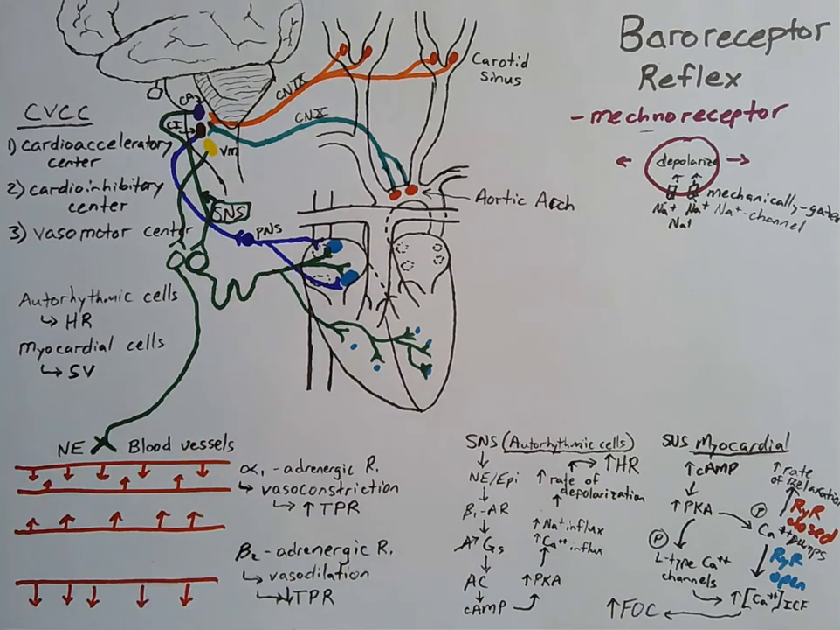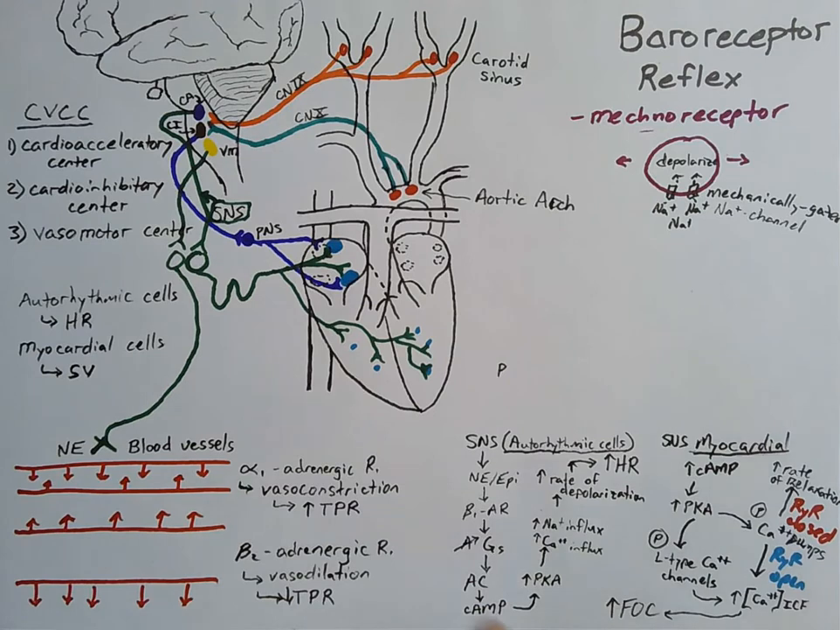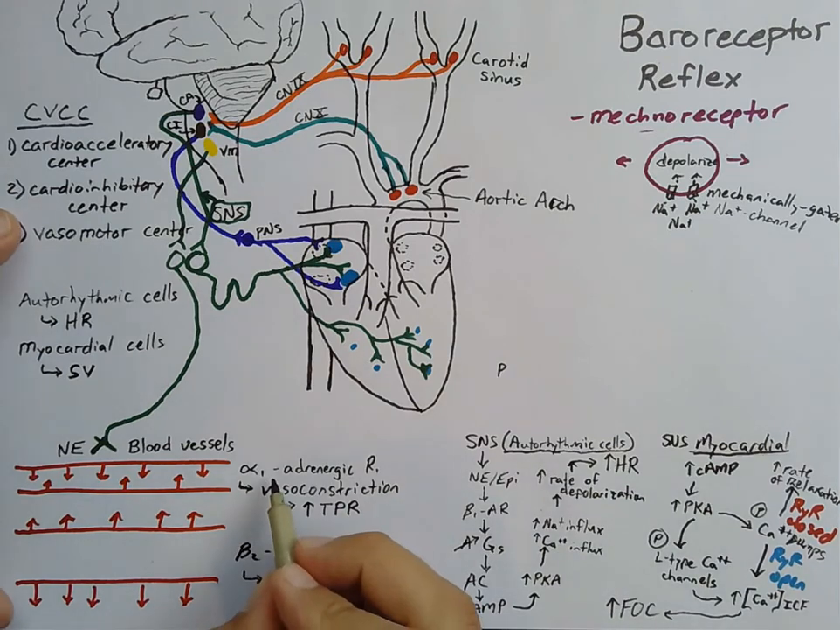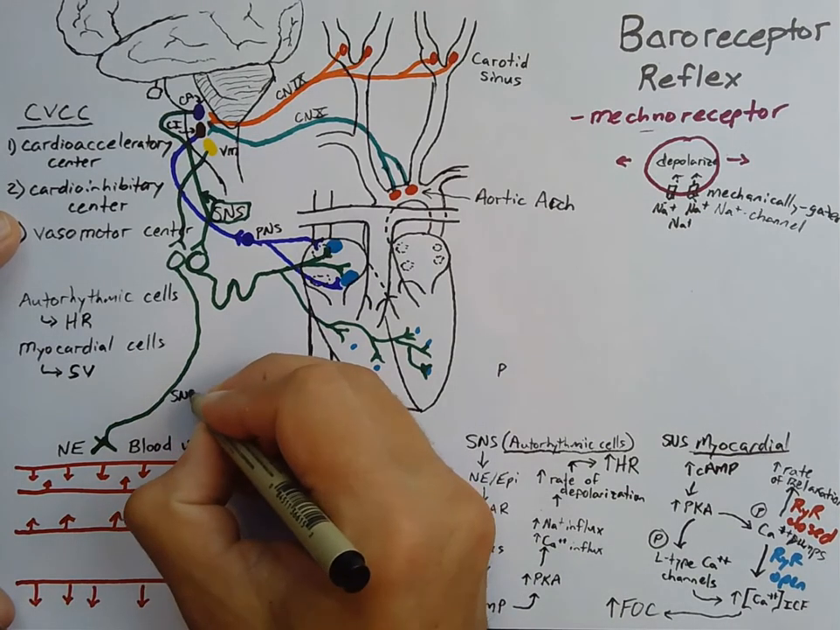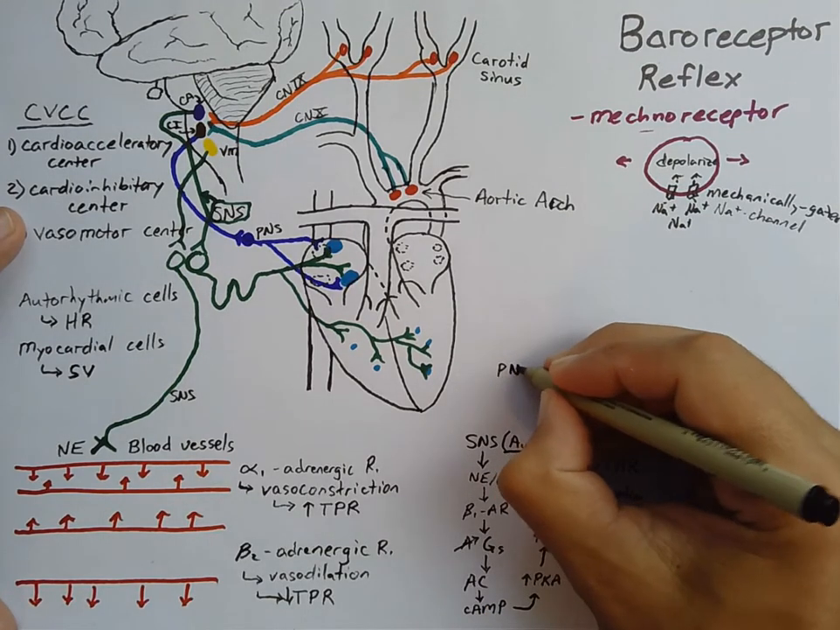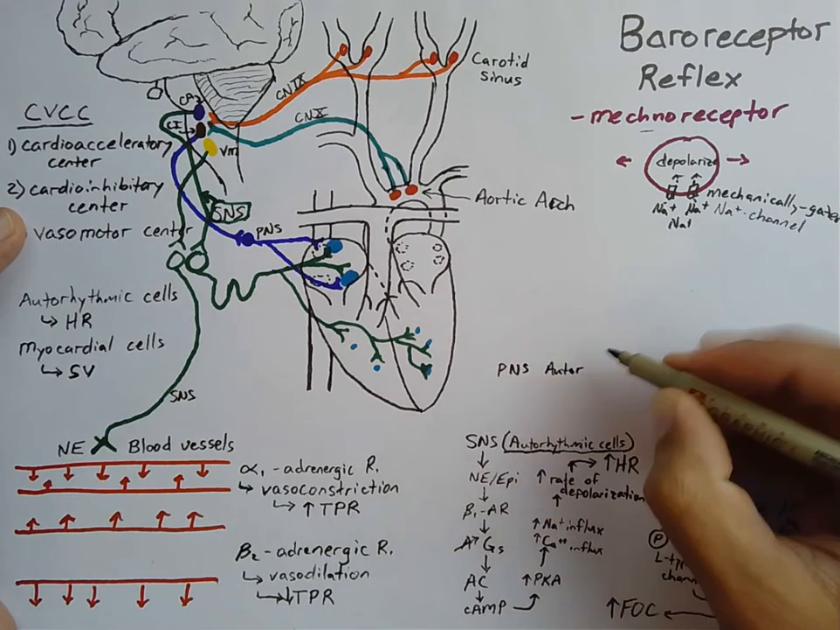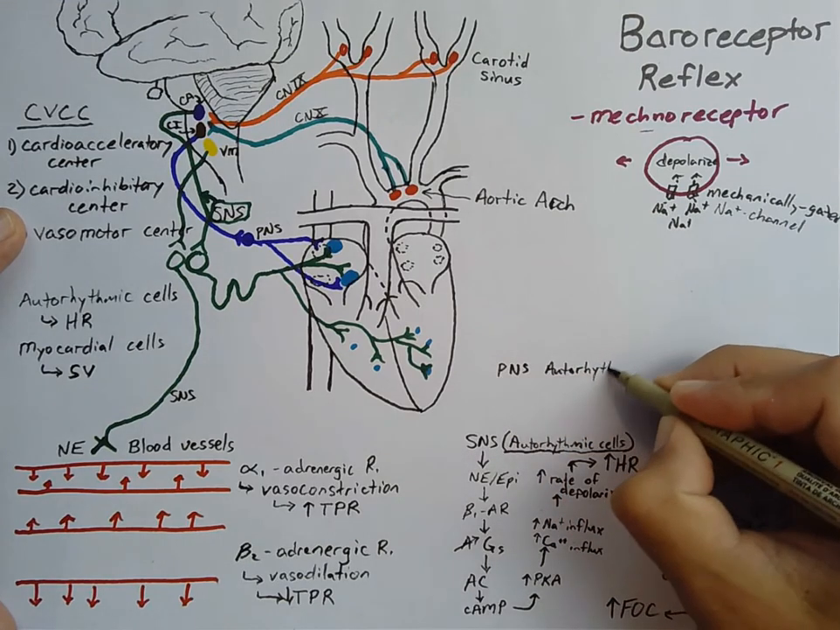And then that parasympathetic nervous system is going to be secreting. Nice thing about most of this is sympathetic, right? Sympathetic nervous system, sympathetic nervous system, sympathetic nervous system. Parasympathetic nervous system only affects autorhythmic cells. That's it.